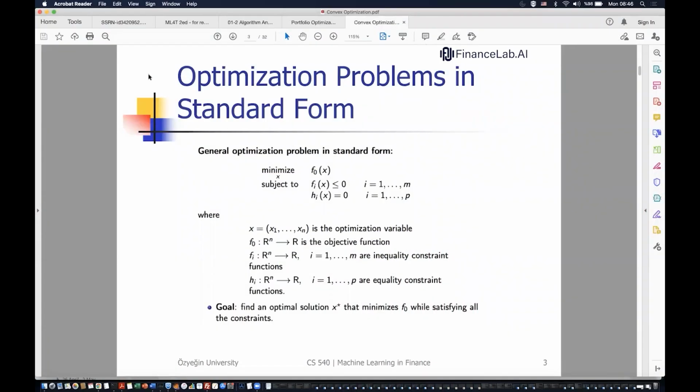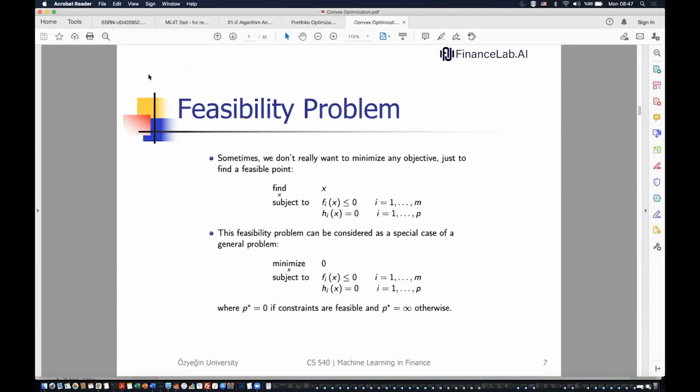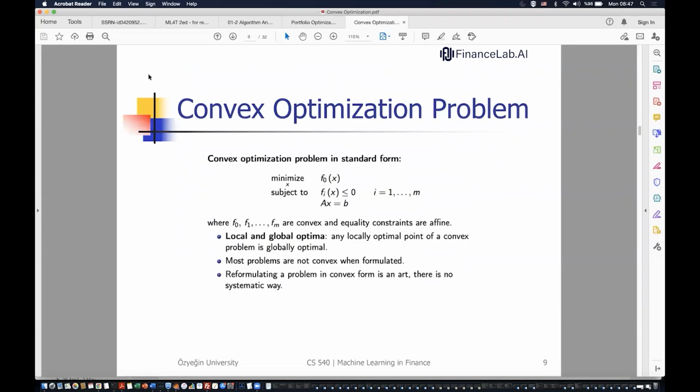For general optimization problems, the solution doesn't need to be globally optimal, but it is guaranteed to be an optimal solution. However, there is a specific case of optimization problem, which is called the convex optimization problem. For a convex optimization problem, the optimal solution is a global optimal solution. This is by the property that any locally optimal point of a convex problem is globally optimal. That's why, as a result, the solution we find is globally optimal.